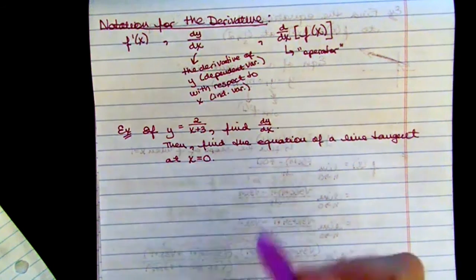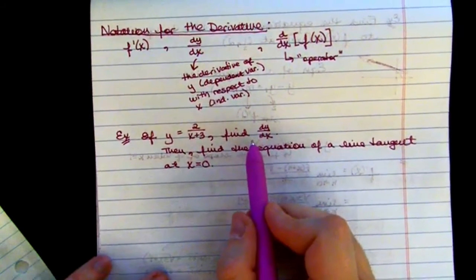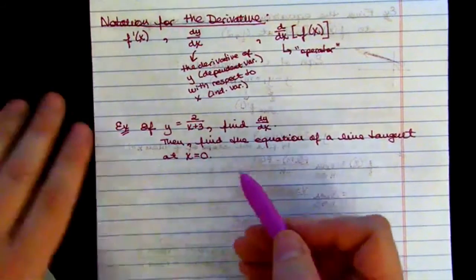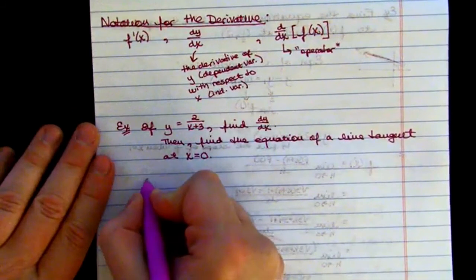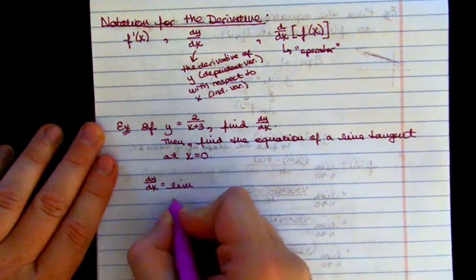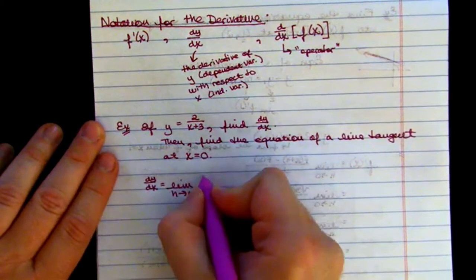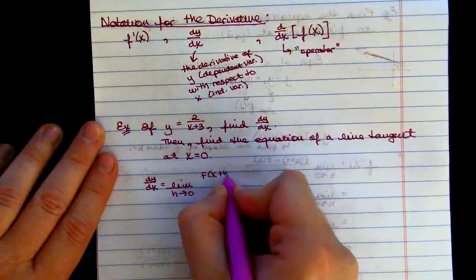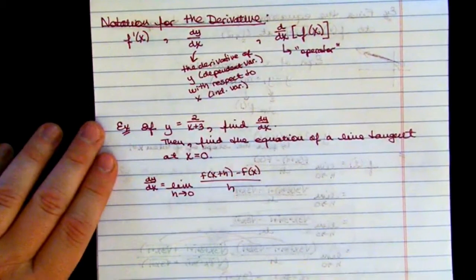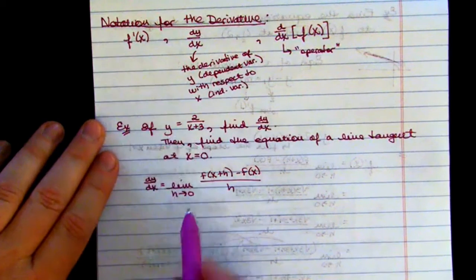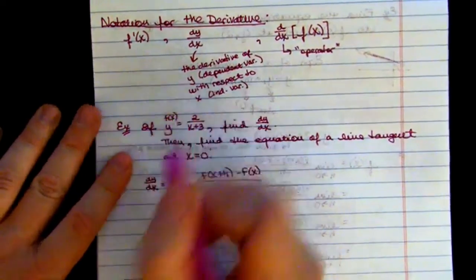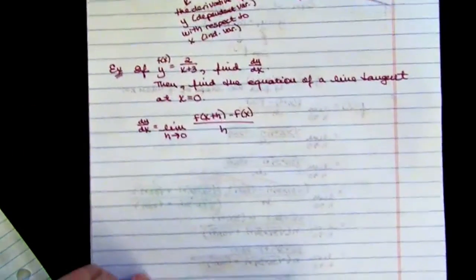So I need to find dy dx, which is just a fancy symbol for the derivative, the slope of a tangent line. I didn't give you a formula for dy dx, but I gave you a formula for f prime of x, and it is the exact same thing. I'm going to say dy dx equals the limit as h approaches 0 of f of x plus h minus f of x over h. Just so I'm clear with my notation, I've got y equals 2 over x plus 3. Could also say f of x equals 2 over x plus 3. It all means the same thing.